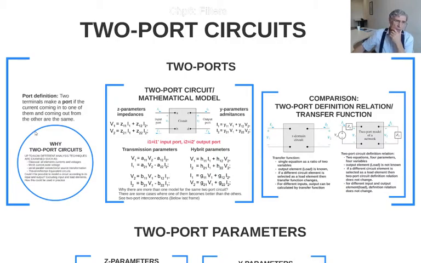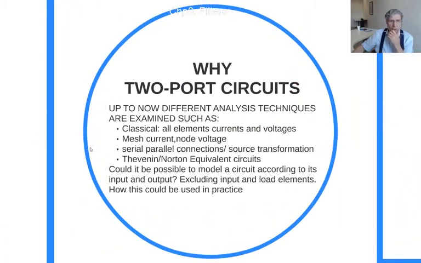So why are we trying to define these two ports? The analysis we have done up to now, one of them is the classical method. You write as many equations as unknowns and solve them. You can solve that, find out all the elements' currents and voltages. And then we said we could reduce the number of equations that we are going to write by using the mesh current and node voltage methods. Once again, these analysis methods are also used for the analysis of all the elements. That means all the elements' currents and voltages are going to be found.